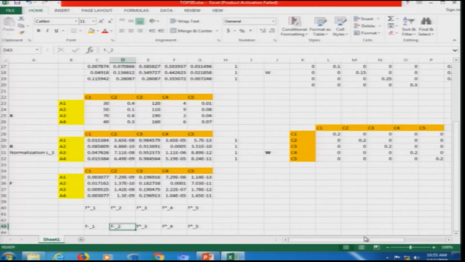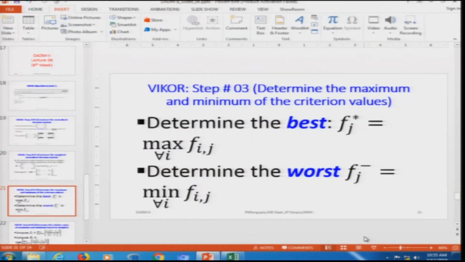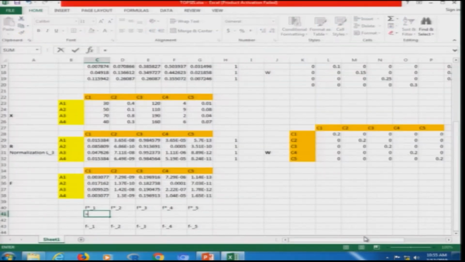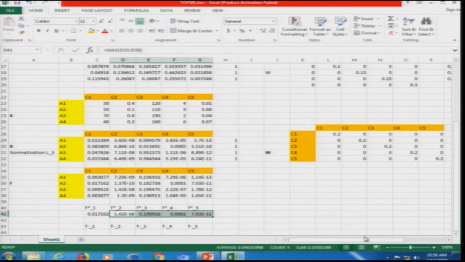So, this is minus for the third criteria, then I come to the fourth, then I come to the fifth. Done. Now, I need to find out the maximum, here the maximum and here the minimum. So, for all the i's, it is going to max for this. So, I take max. So, these are the max values.